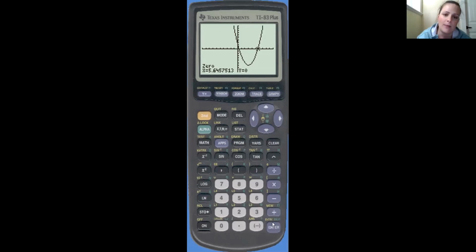And it's going to pop up that answer for me. So this x-intercept to the right, because there were 2 x-intercepts, one left, one right. The right one is when x is 5.6457513, and of course when y equals 0. So if we were rounding this off to 1 decimal place, we would say this 0 happens at (5.6, 0).